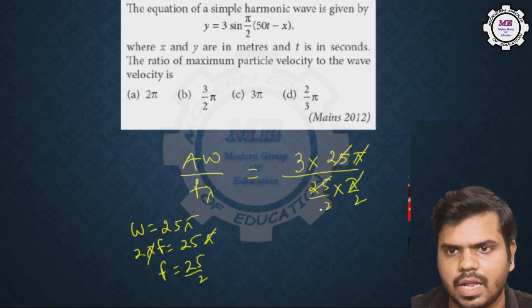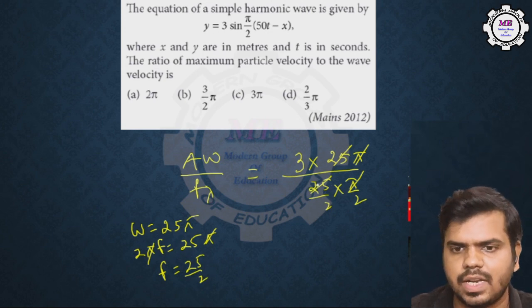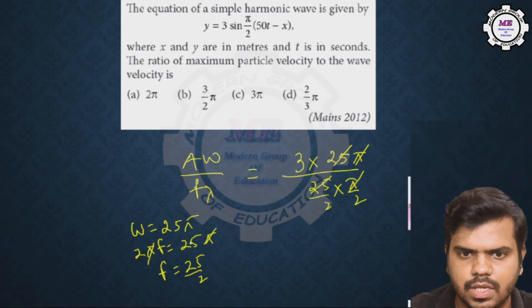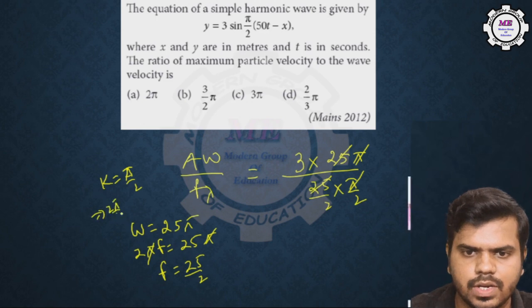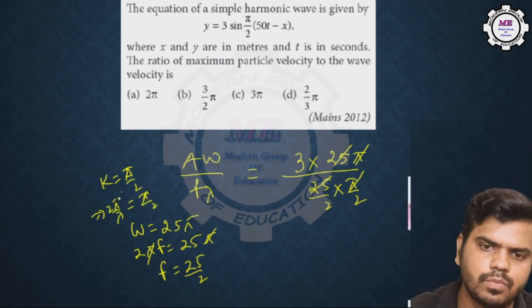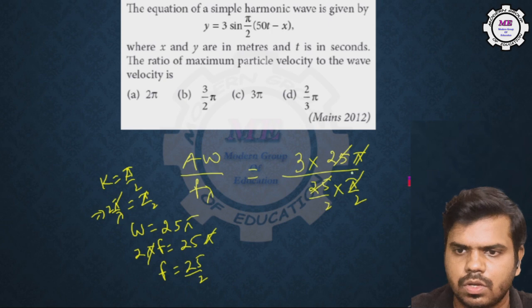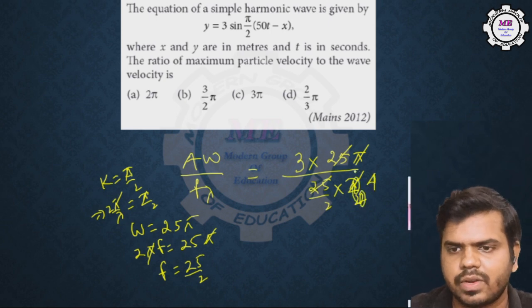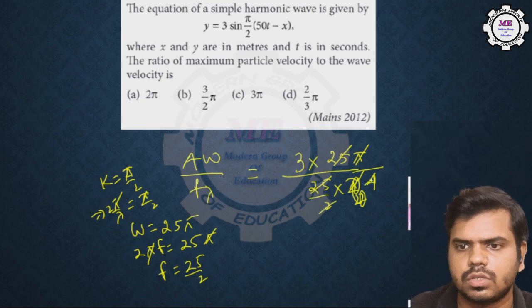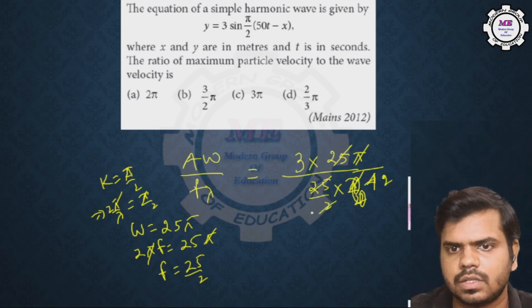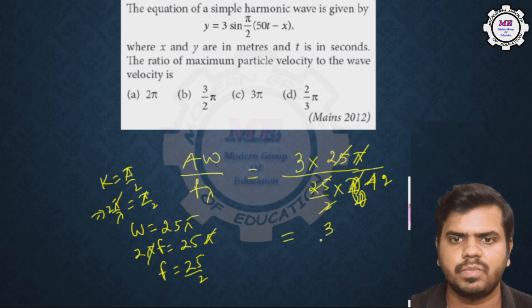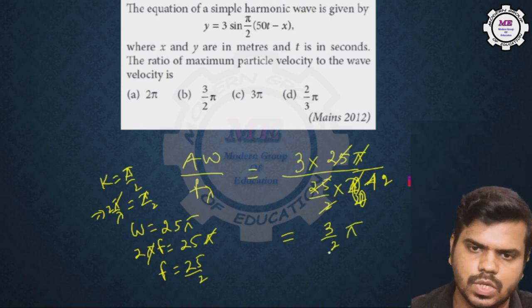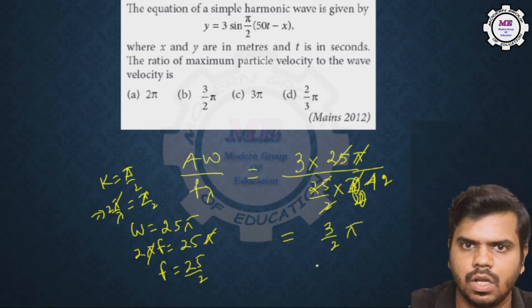25 by 2, and lambda will be, k is 2 pi by lambda, sorry. k is equal to pi by 2. It is 2 pi by lambda. 2 pi by lambda is equal to pi by 2. So lambda will be 4. Actually it is 4. So 25 gets cancelled out. It will be 2 into 2. So it will be 3 by 2 pi. Option B, 3 by 2 pi is correct.